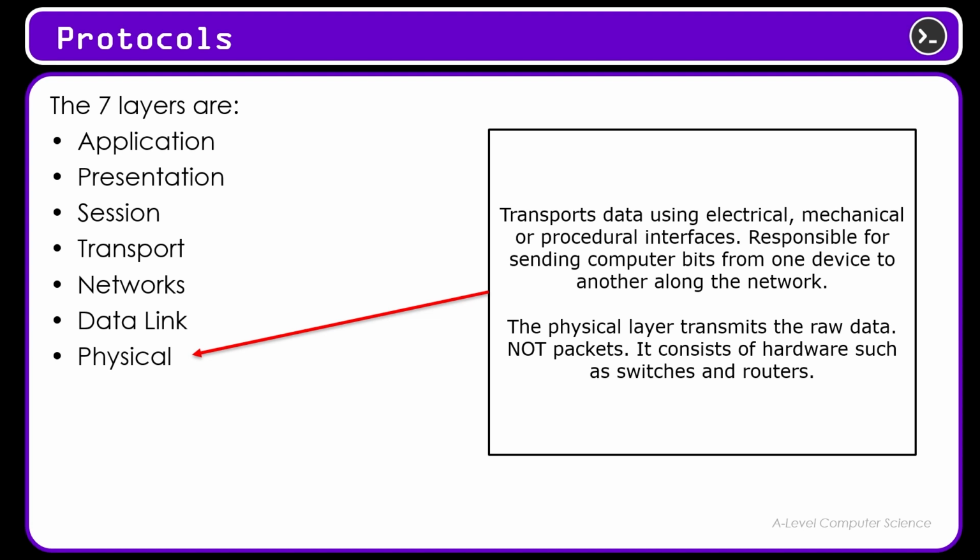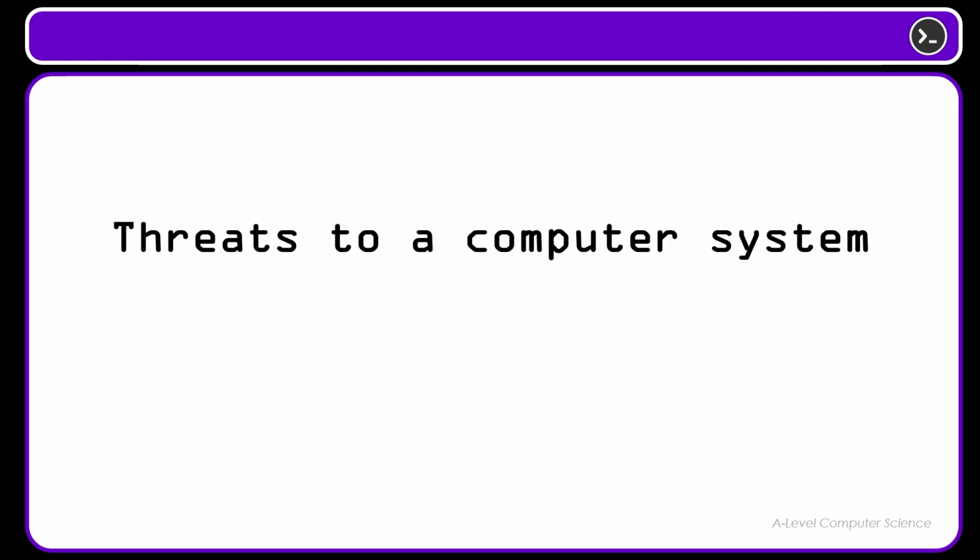And then the physical layer transports data using electrical, mechanical, and procedural interfaces, responsible for sending computer bits from one device to another along the network. And the physical layer transfers the raw data, not the packets. And this is where you might get hardware such as switches and routers.